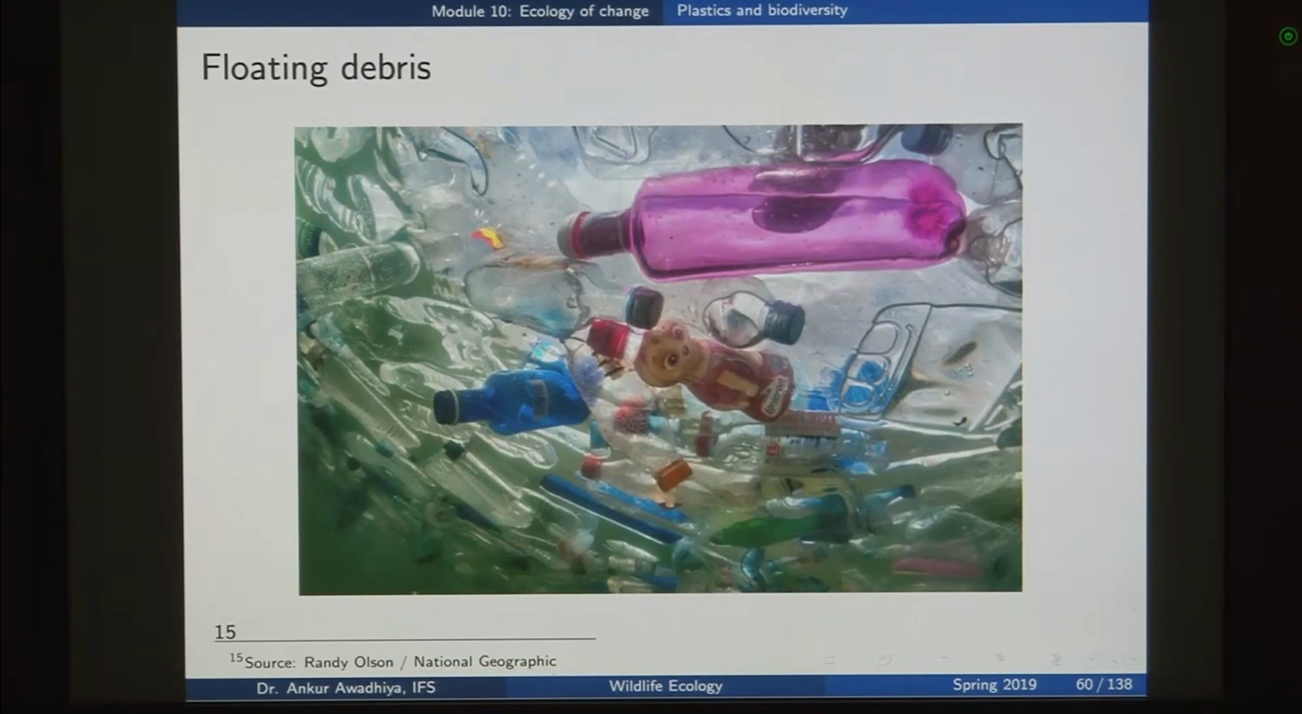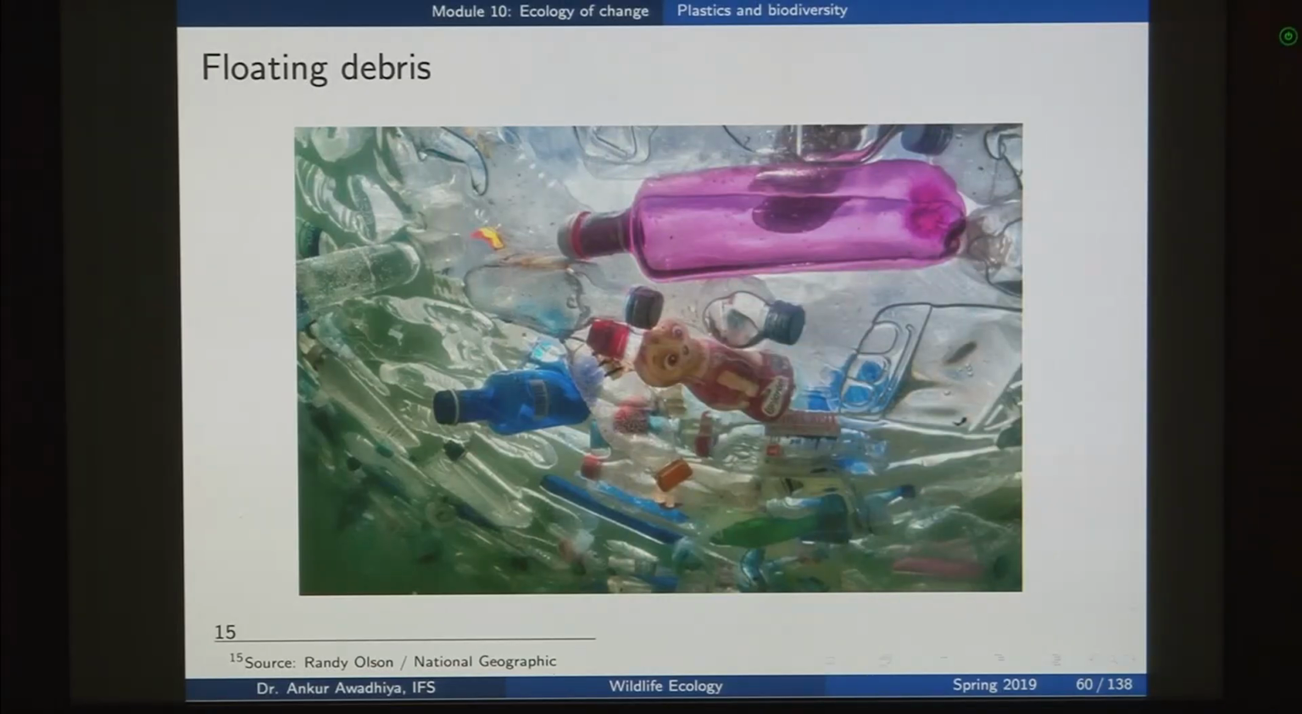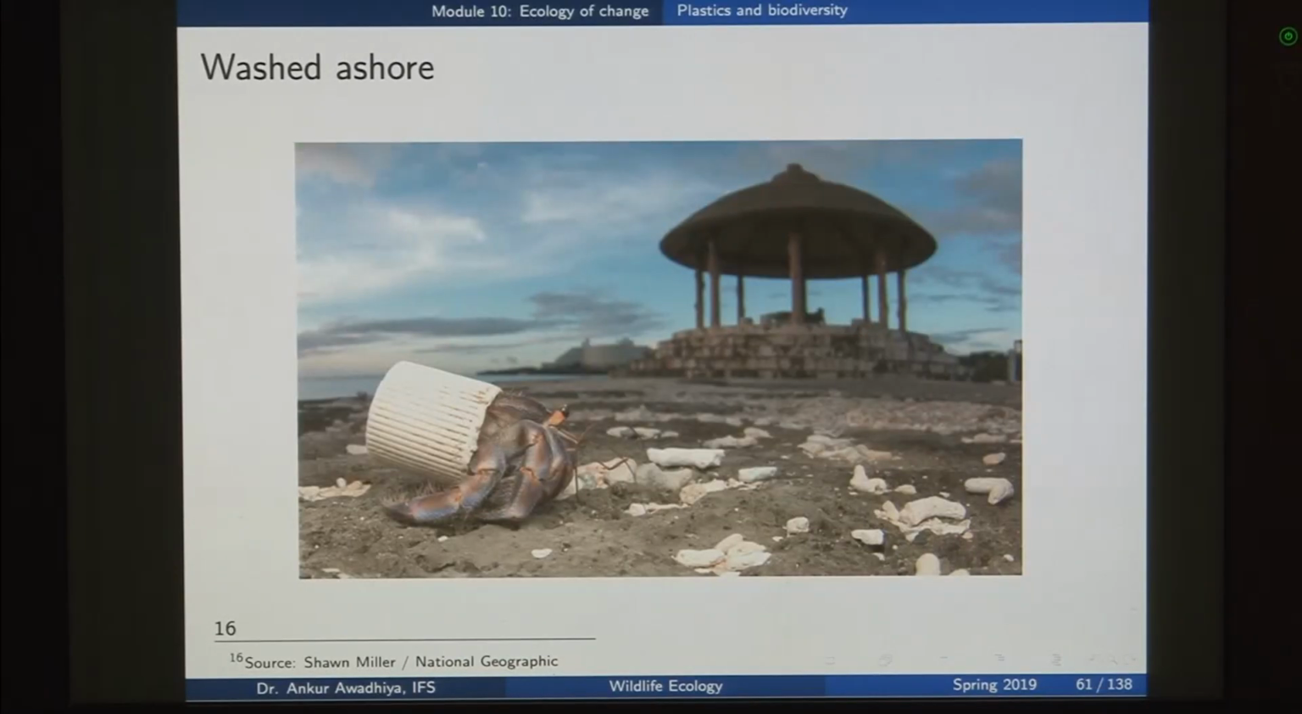So, these are all waste materials that have been released into the environment and have reached a water body. Because this bottle has lots of air inside, or this doll has a lot of air inside, it is less dense than water, and so it floats on the surface of water, or else it gets washed ashore.